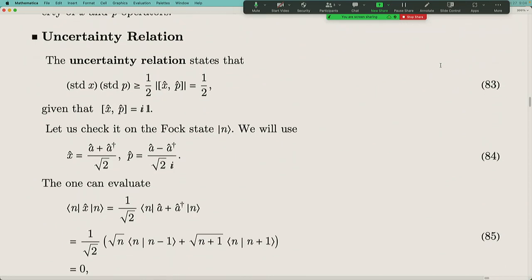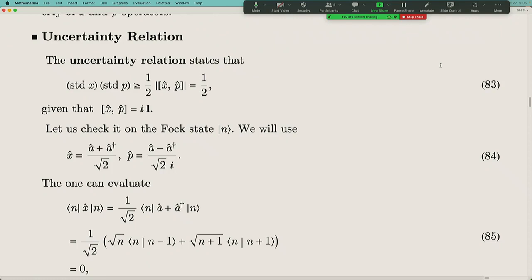So today we are going to make more connection to position and momentum, because when we solved this problem, we introduced annihilation and creation operators. But in reality, when we try to observe a harmonic oscillator, we are still observing its position and momentum. So what can we say about these physical observables in the system? One thing that I want to talk about is the uncertainty relation.